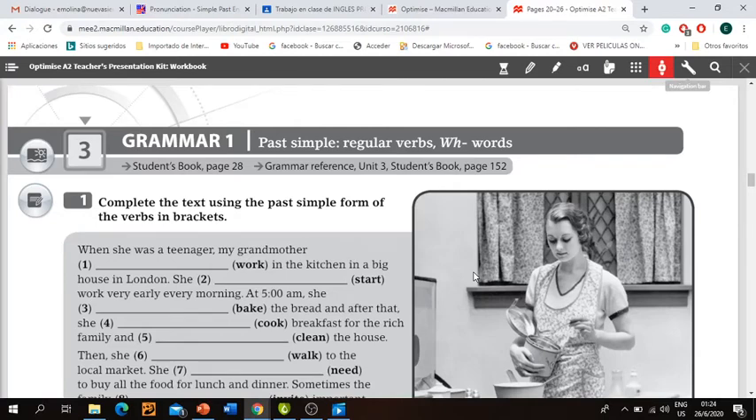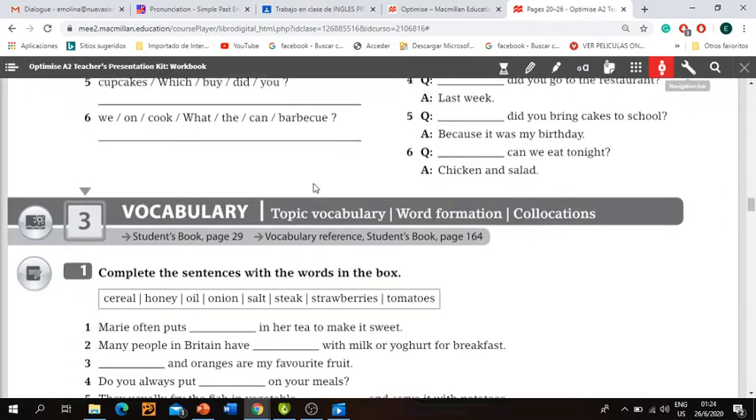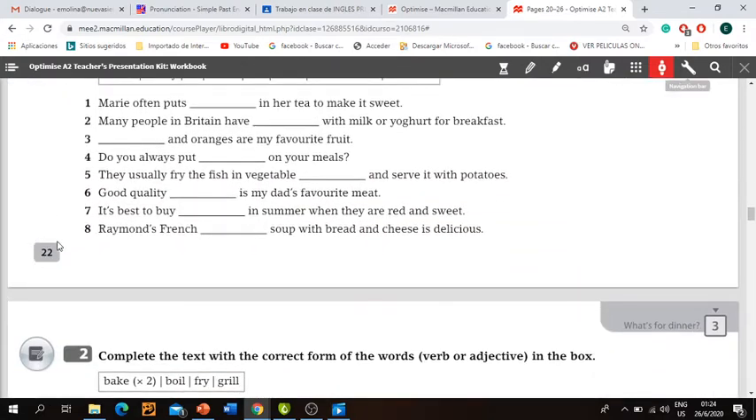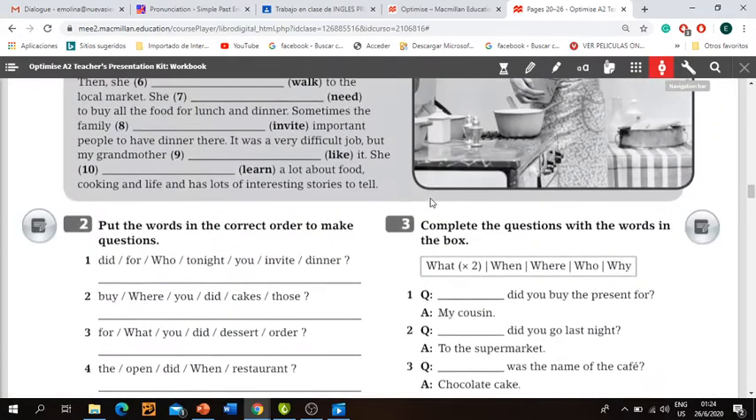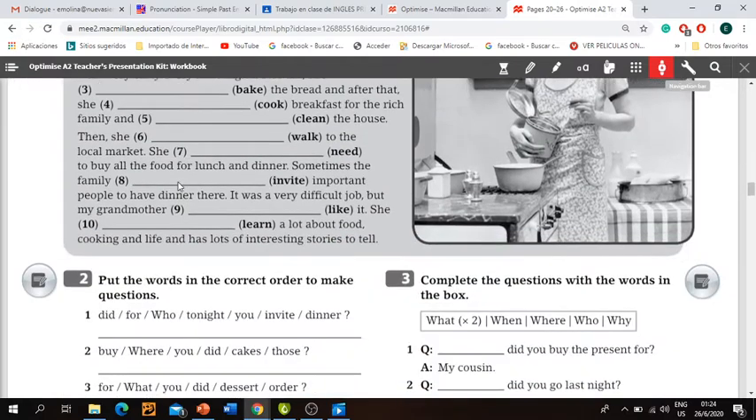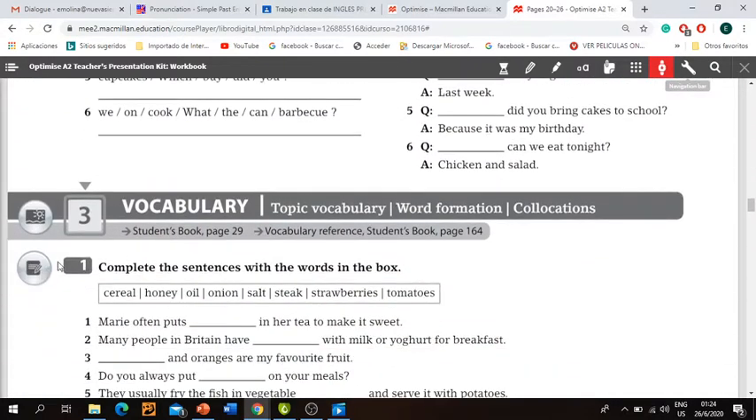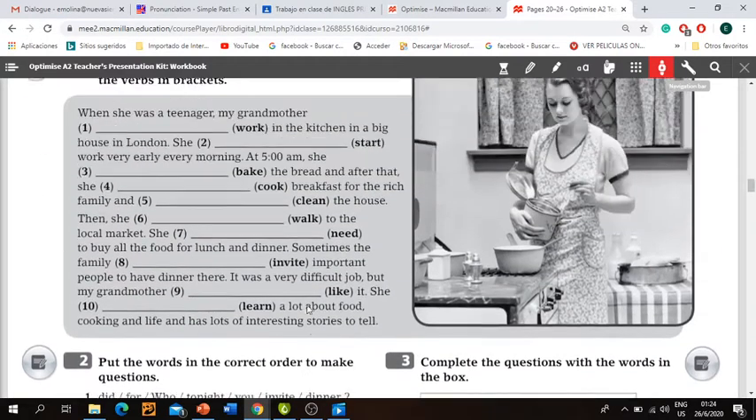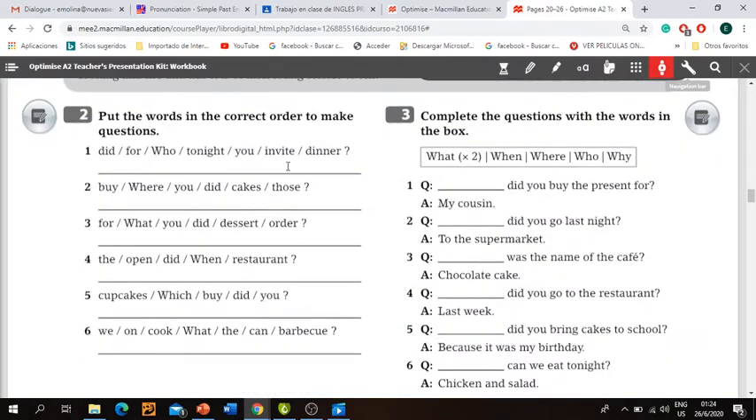In today's video, I'm going to explain the activities you have to do, okay? Remember that this book is the workbook, the black and white book, and this page is page 22. We have to do activity number 1, number 2, and number 3, okay? Don't do this part where it says vocabulary. We are not working on that, okay? Just activity number 1, number 2, and number 3.